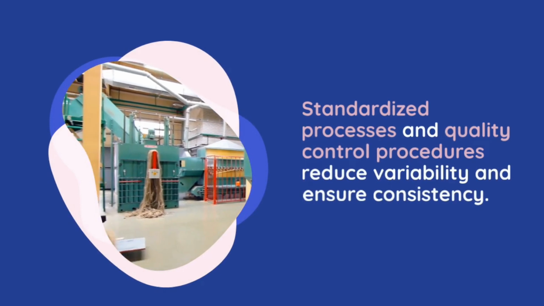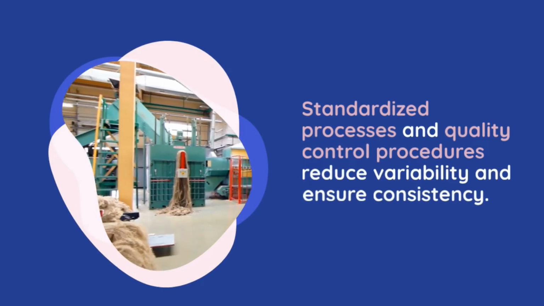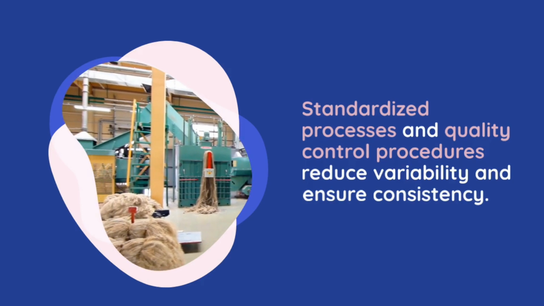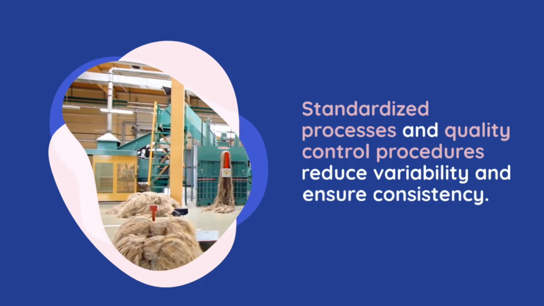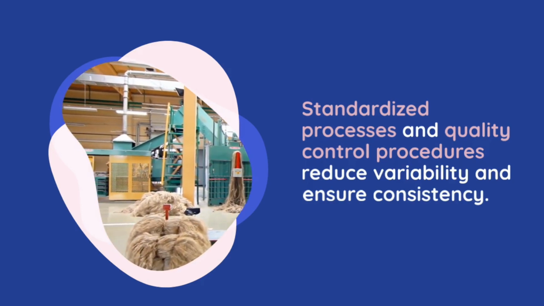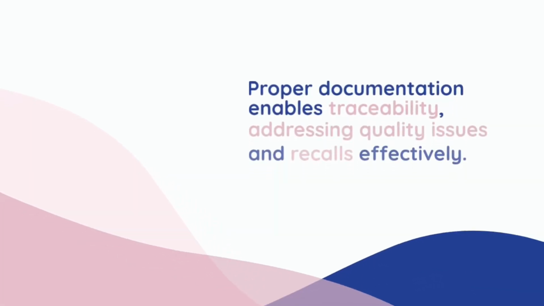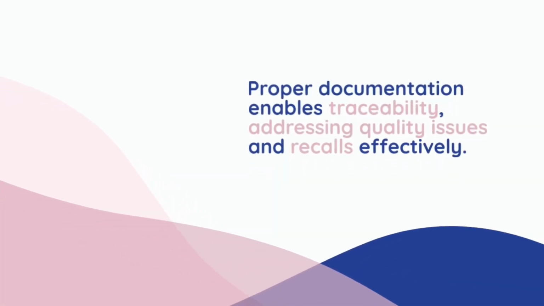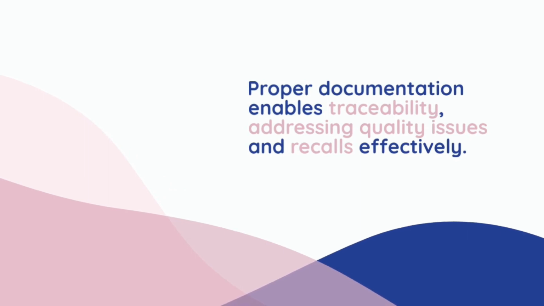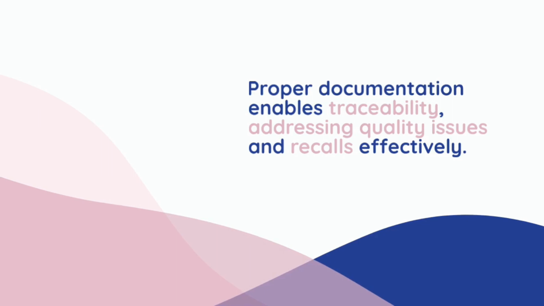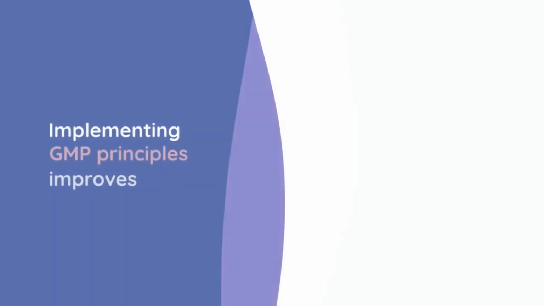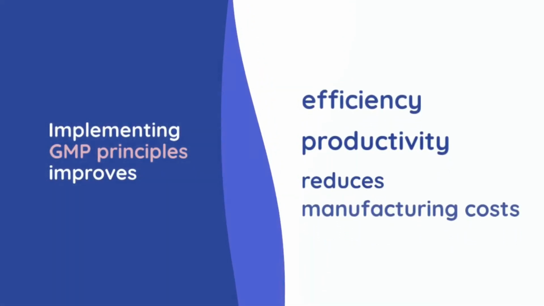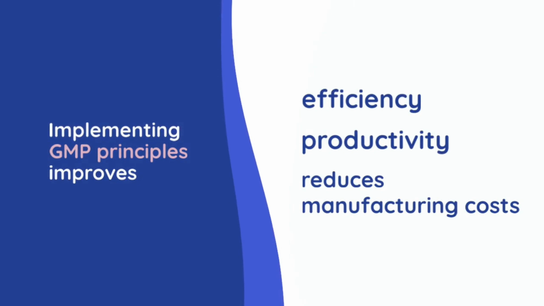3. Minimize product variability. GMP emphasizes the use of standardized manufacturing processes and quality control procedures, reducing the variability in product quality and ensuring consistency in performance and efficacy. 4. Enhance product traceability. GMP requires proper documentation and record keeping throughout the manufacturing process. This enables traceability of each batch or lot of a pharmaceutical product, making it possible to investigate and address any quality issues or recalls effectively.